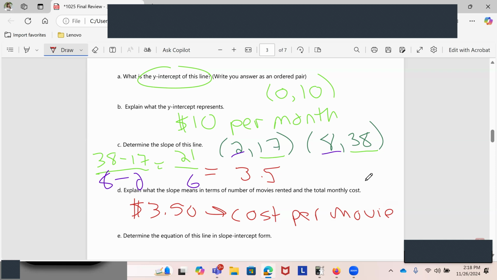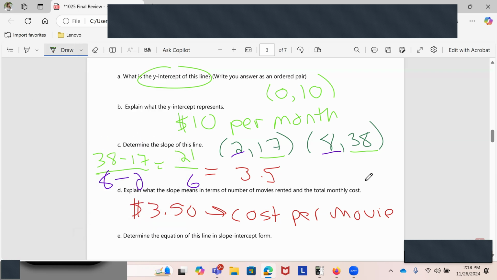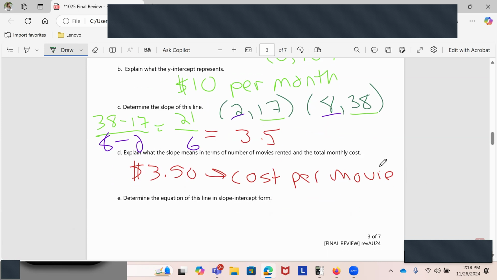Perfect. And that's one of the things I said I love about this class. I love that we put meaning to the numbers now. So if we were doing this problem and we got some slope of -5, all of a sudden we're going to go, no, that's not right. I've done something wrong because they're not going to pay me to rent movies. Not usually. And then the last thing on this one is to put it in slope-intercept form.